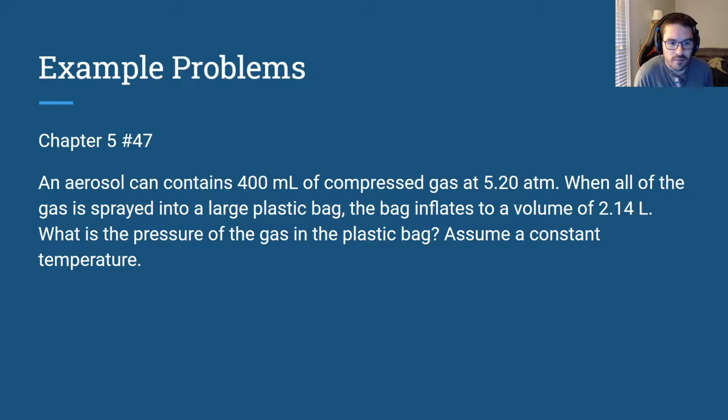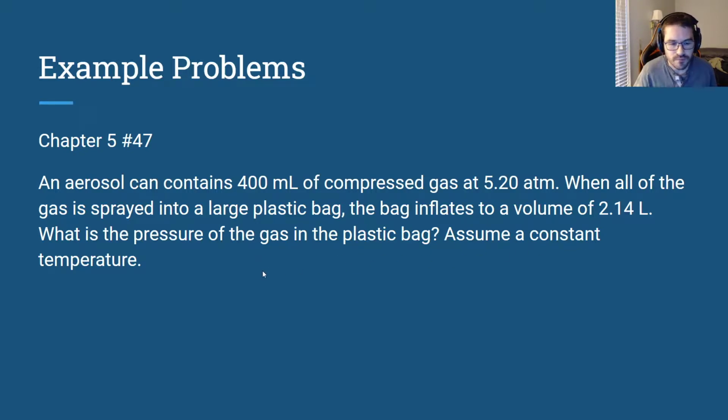An aerosol can contains 400 milliliters of compressed gas at 5.2 atmospheres of pressure. When all of the gas is sprayed into a large plastic bag, the bag inflates to a volume of 2.14 liters. What is the pressure of the gas in the plastic bag? So they give us an initial volume and pressure. Okay, we're then spraying all of the gas into a larger container, right? 2.14 liters compared to 0.4 liters or 400 milliliters. We have to calculate the new pressure of the bag. Okay, assume a constant temperature.